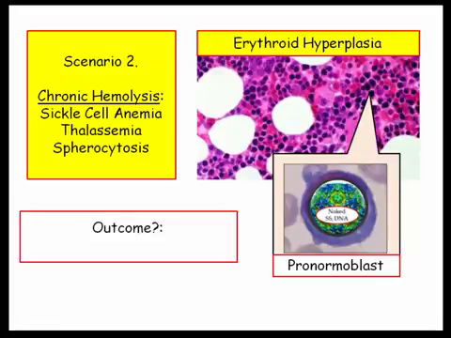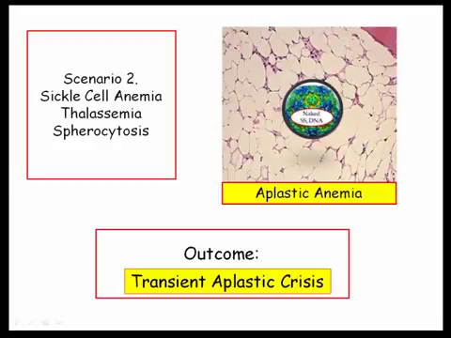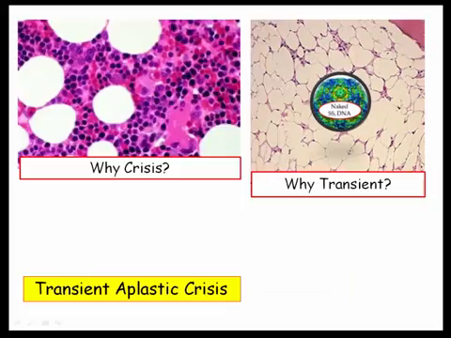So what is the outcome of parvovirus infection in patients with chronic hemolysis and dependence on a bone marrow that is chronically revved up to maintain a normal red blood cell mass? That is, what happens to these patients if you whack out one of the erythroid progenitors? Answer: transient aplastic crisis. You've just knocked out the red cell line. So why is this transient? And why is it a crisis?